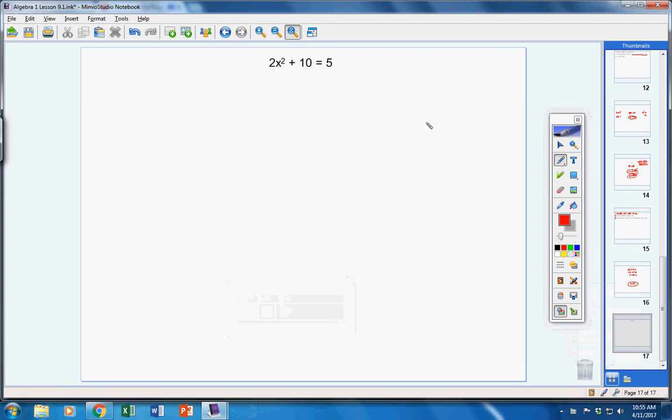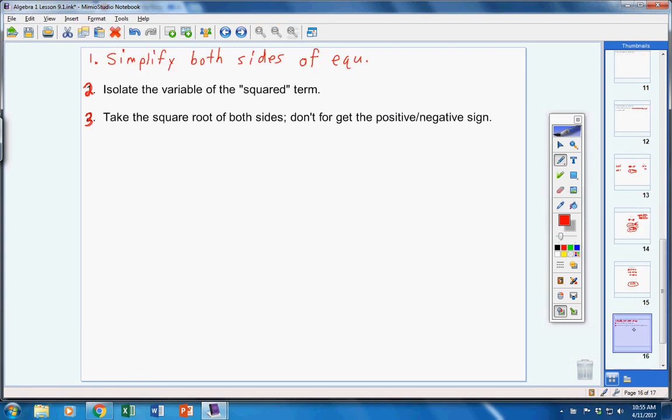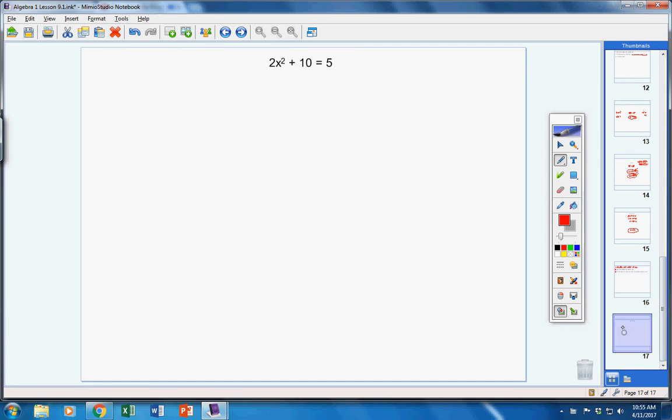Okay, students, here we go. Step 1 is to simplify both sides of the equation. We cannot simplify this side. We have unlike terms. And we cannot simplify a 5. There's nothing I can do.